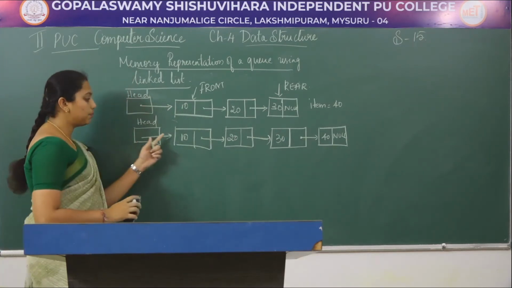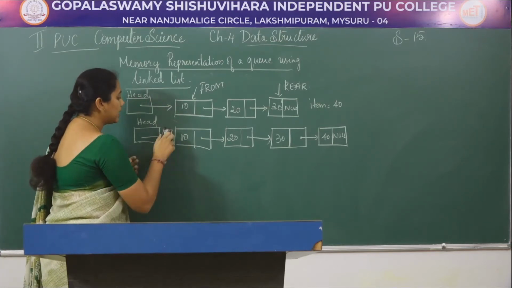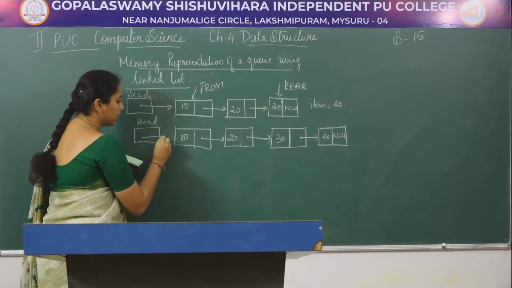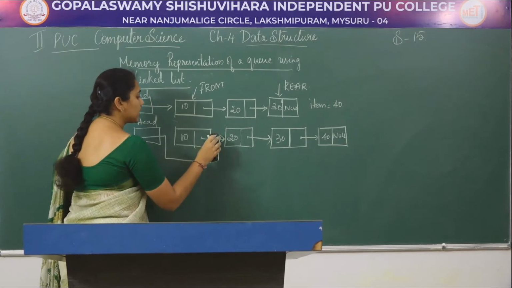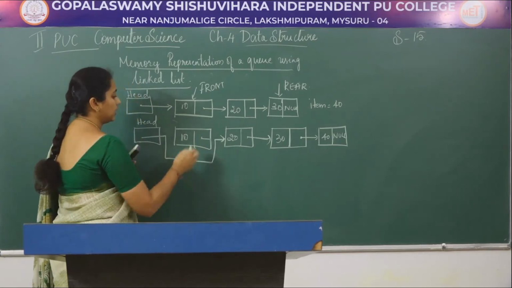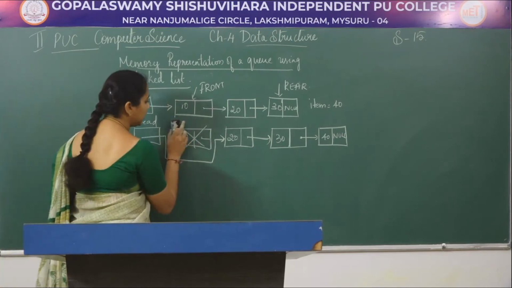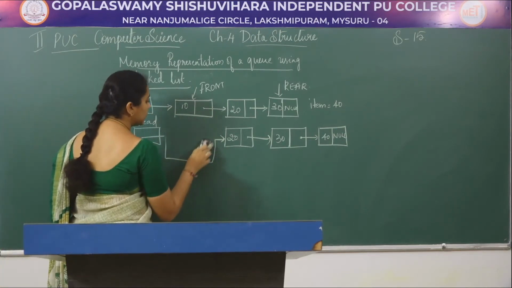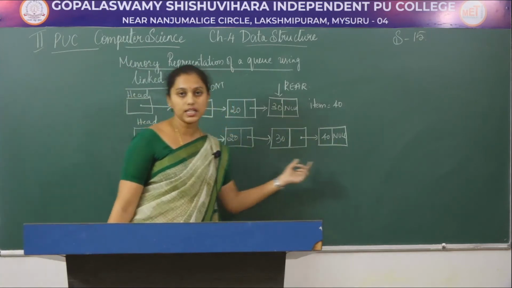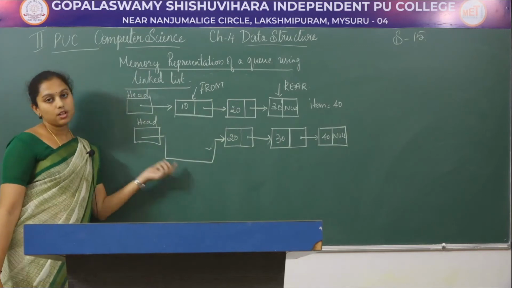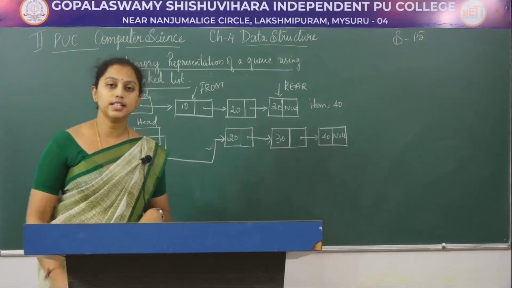In the head pointer I have to give the link of the second node. So here we have to create a link to the second node of the linked list. Here an item gets deleted. Now the linked list contains only 20, 30 and 40 as its items. So this is how we are going to represent a queue using a linked list.